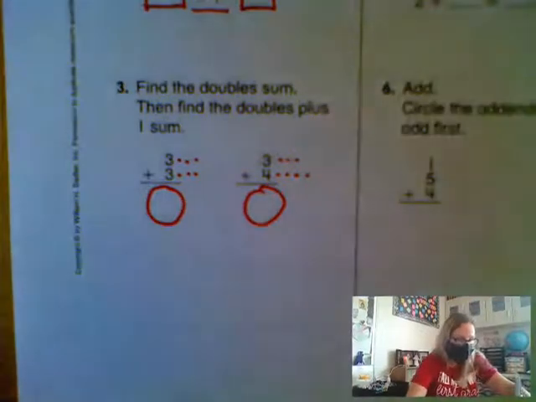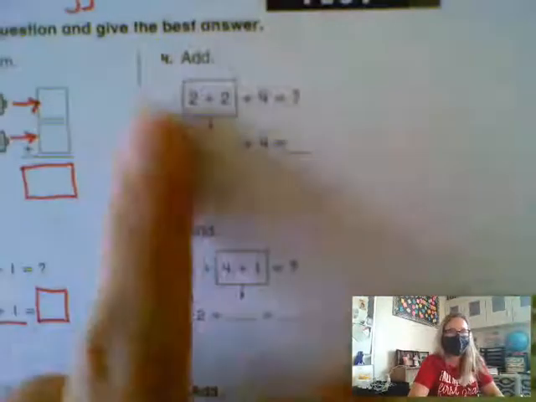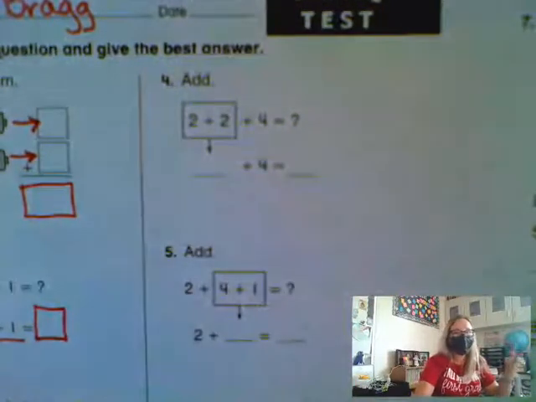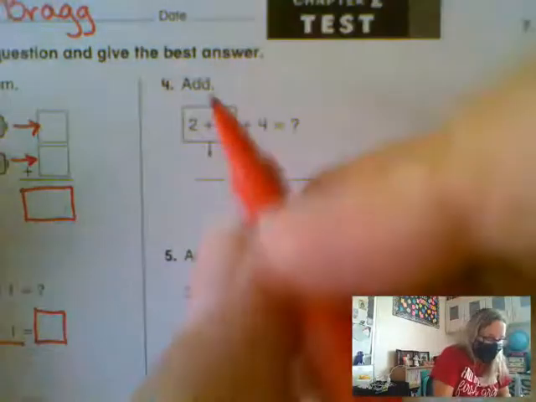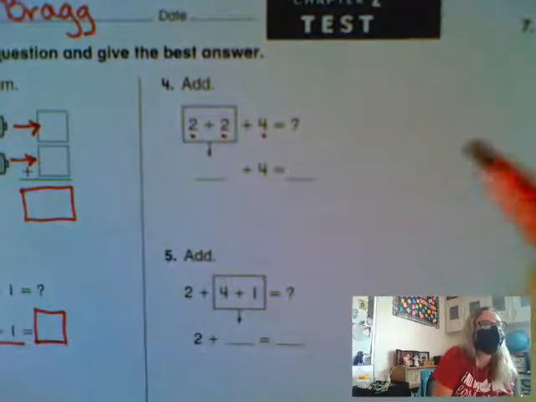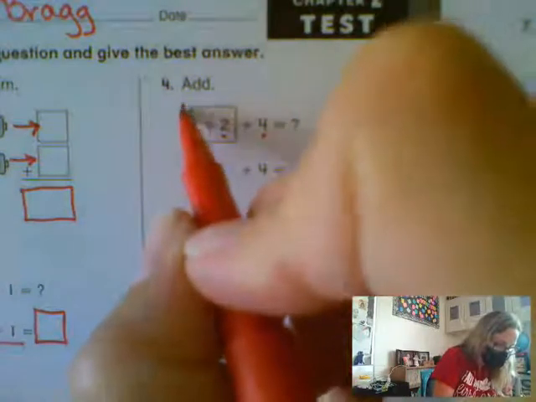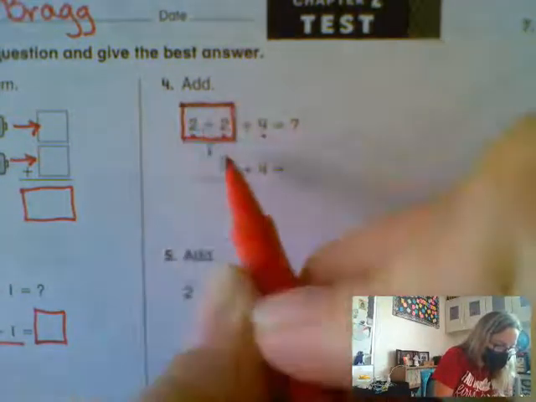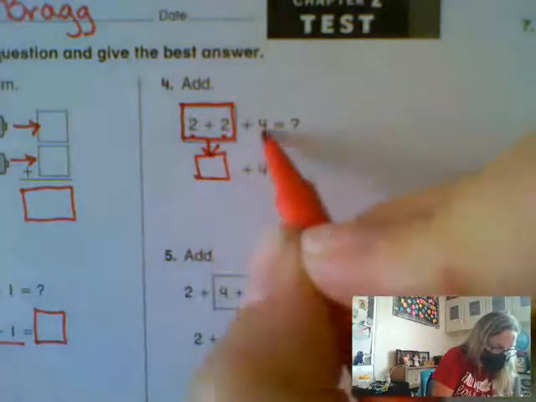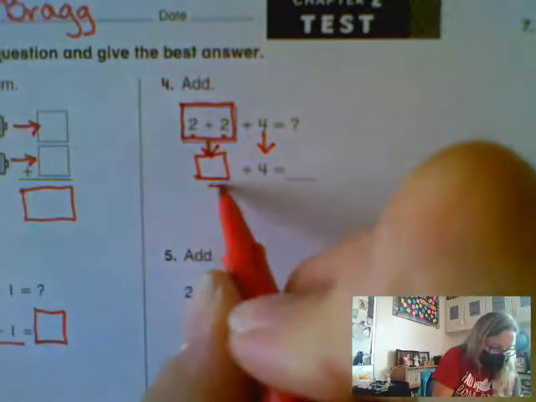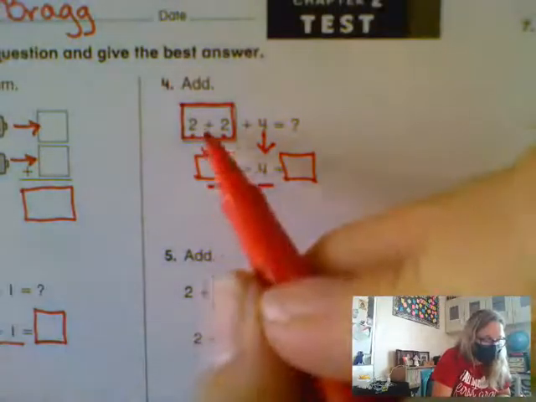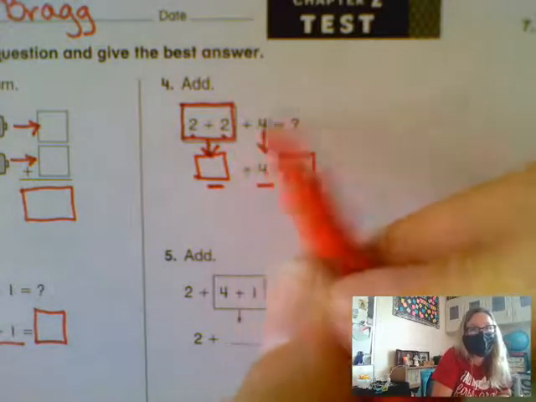Okay, so now we are going to move on. We're going to go up to number 4, which is kind of near that chapter 2 test box, okay? And we are looking at number 4. It says add. So they want us to add 2 plus 2 plus 4. So we're looking at 3 add-ins or 3 parts. They said add 2 plus 2 first and put that amount here. And once you put that amount here, you're going to bring down that 4 and you'll add this number plus this number to get your sum. Okay, so we're adding 2 plus 2 plus 4.